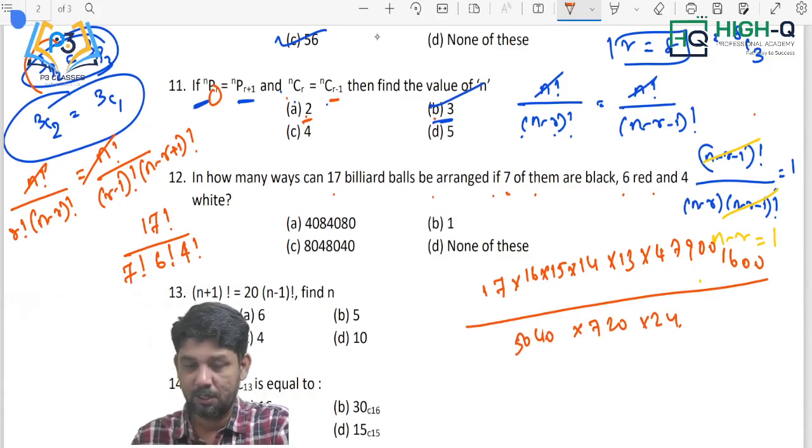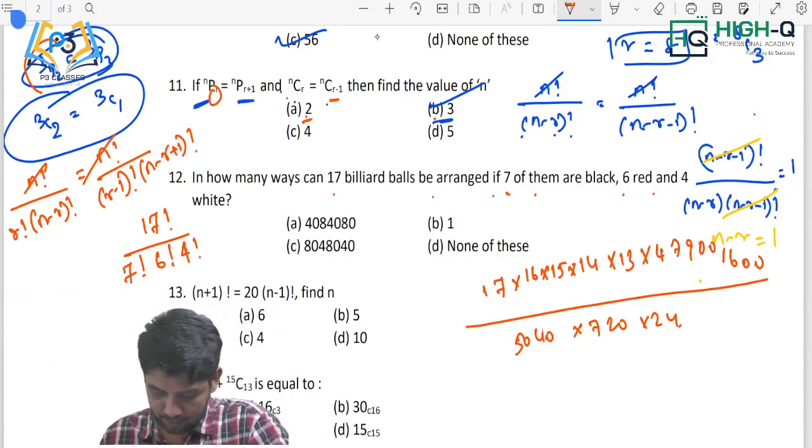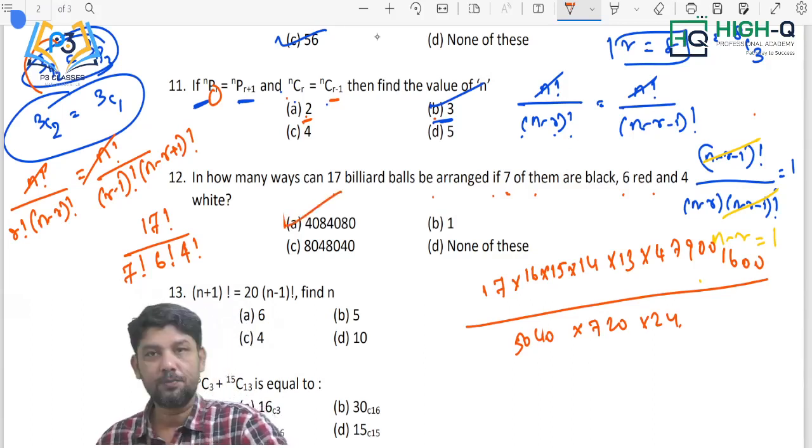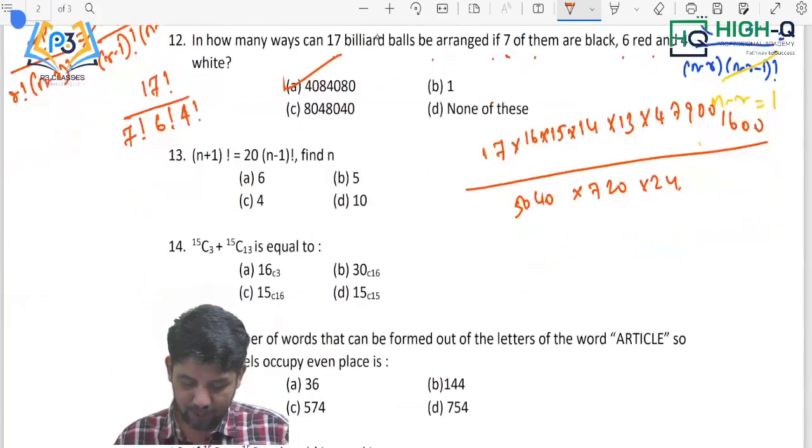Let me start dividing. Divided by 5040, divided by 720, divided by 24, into 17 into 16 into 15 into 14 into 13. I get 4084080. This is the answer. Use the calculator. Okay, don't leave such kinds of sums.